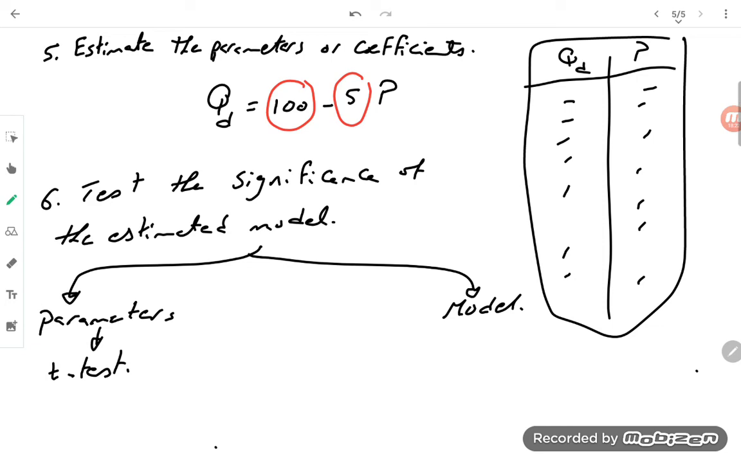Part number two is related to testing the significance of the model. With respect to the model, we would like to identify whether it follows the correct functional form or not. Is there any problem related to misspecification of the model, which means that we ignore one of the most important variables or add any unimportant variables? Significance of the model can be represented by R squared, or known as the coefficient of determination.